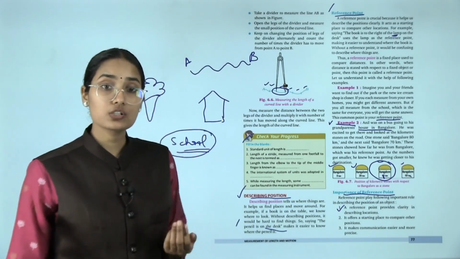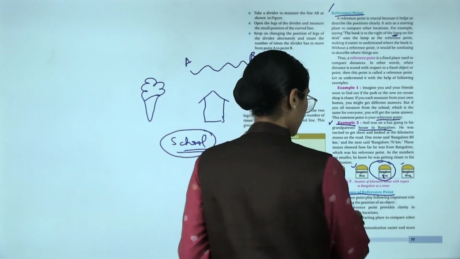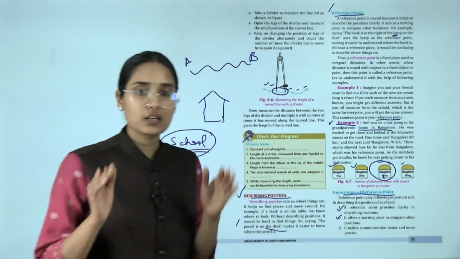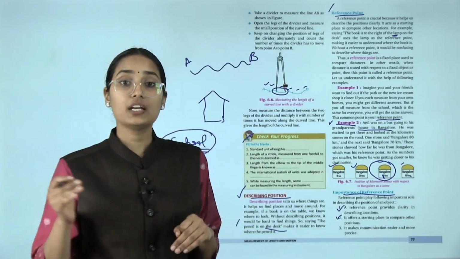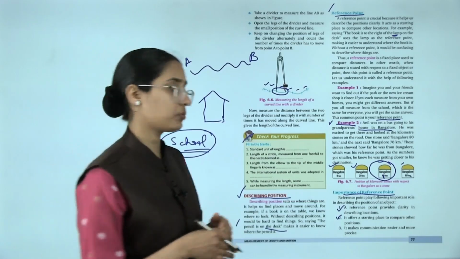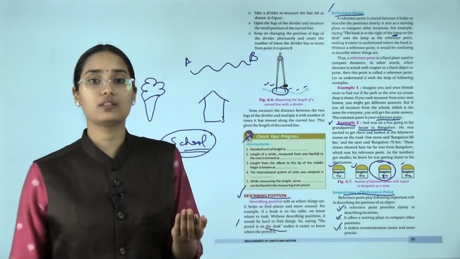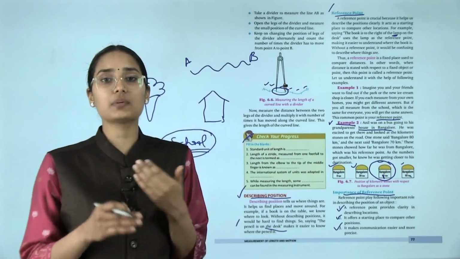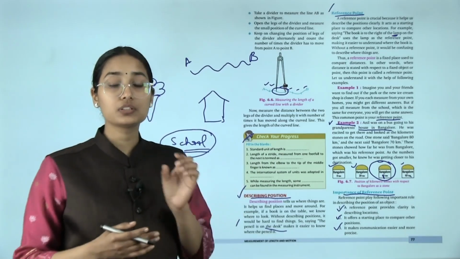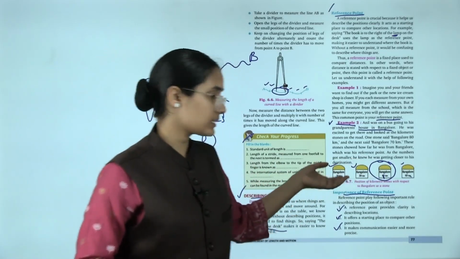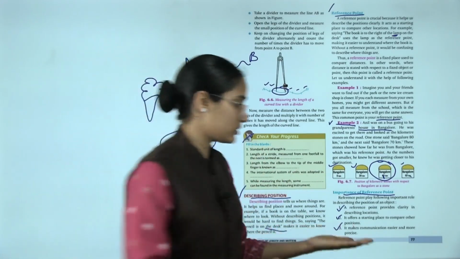Now it also offers a starting place to compare other positions. So it also provides a starting place to compare with different positions. It makes communication easier and more precise. Using a reference point, the communication can be standardized. We can also tell other people about the distance that is left. This is a standard way. Now let's go to the next page.